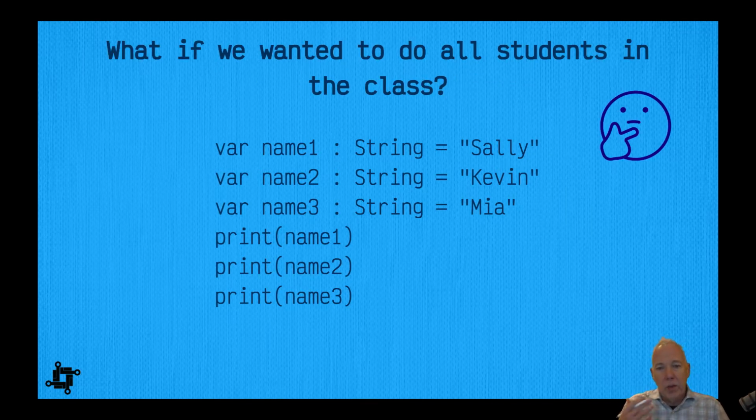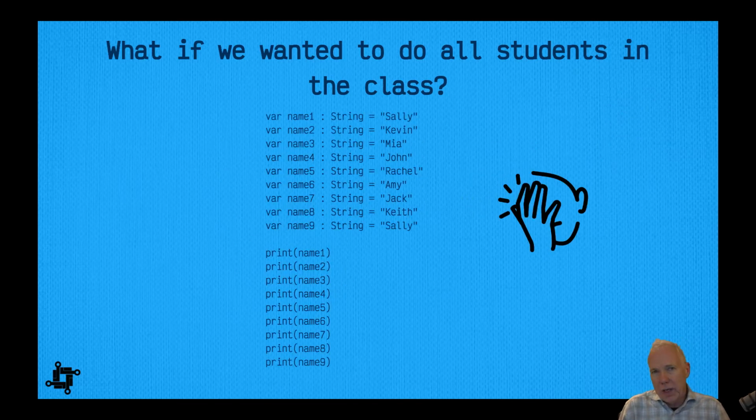But the thing that we want to think about is what if we wanted to do all the students in the class? So instead of it being 3, let's say our class size is 20 or 30 students. How would we change this program to do that? Well, this is what we kind of have to do. And this is only the first 9 students. So imagine if we had 30 students, this would really get unwieldy. And this is not something that is going to scale well or maintain well. So we don't want to do this.